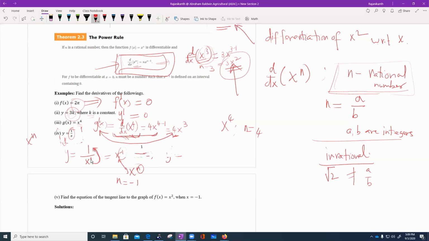Therefore, y prime is nothing but d over dx of x to the power negative 1. Now this is my n. If you look at the formula, this is n times x to the power n minus 1. So the first negative 1 comes from the formula's n. Now you need to simplify. Negative 1 times x to the power minus 1 minus 1 will be x to the power minus 2.